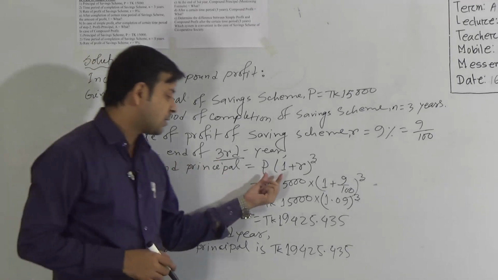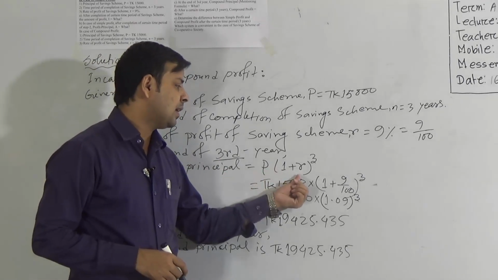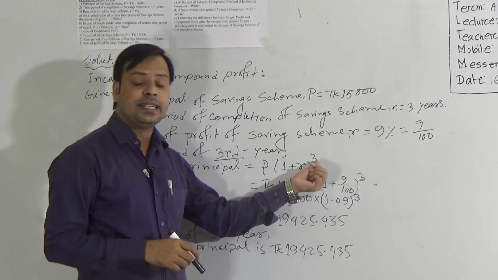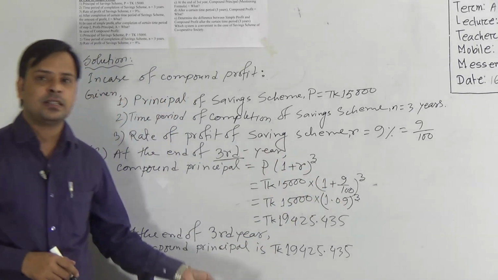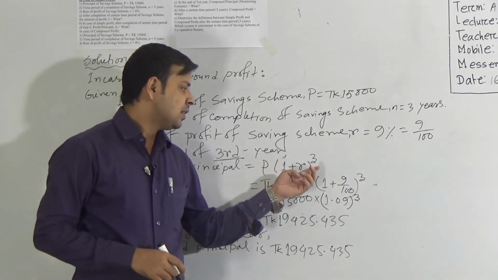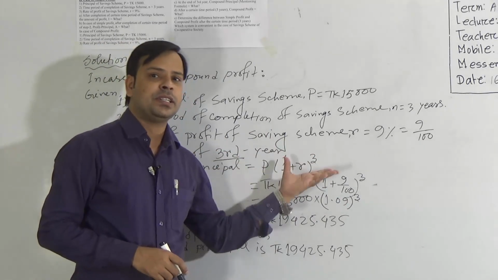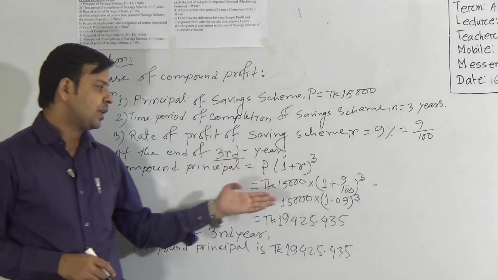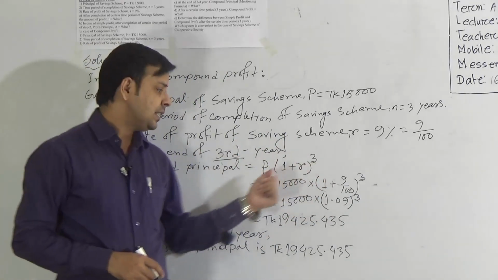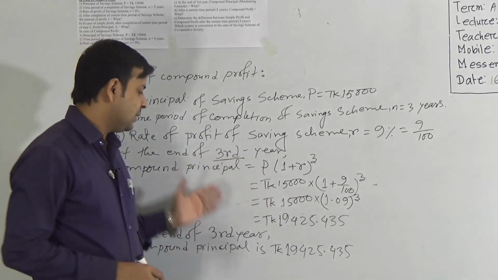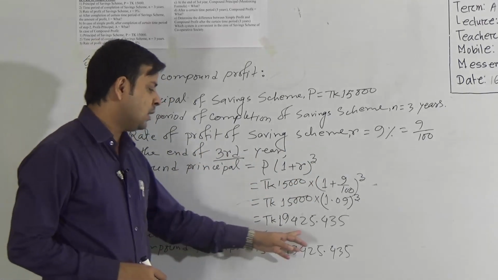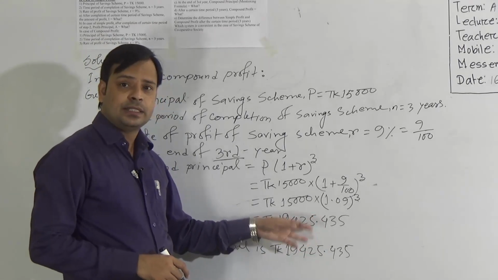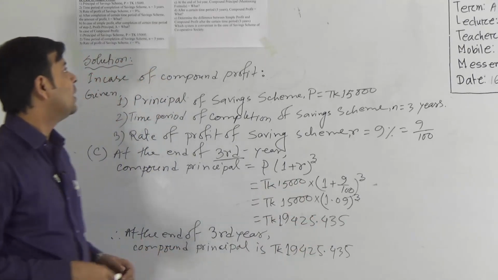So the formula must be P into (1 plus R) whole cube. As this is the third year, we have to write the index 3. If it is the first year, we write the index 1. If it is the second year, we use the index 2. If it is the third year, we write the index 3. Okay, dear students, if you calculate, you will get the compound principal at the end of third year. Now, what is the next question?